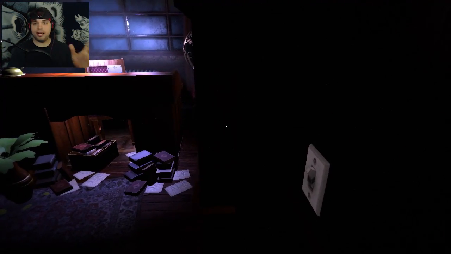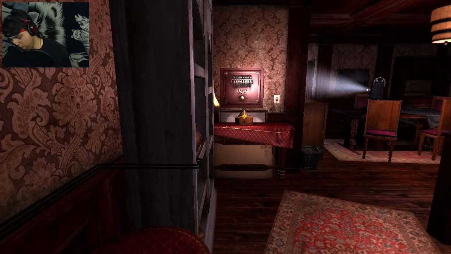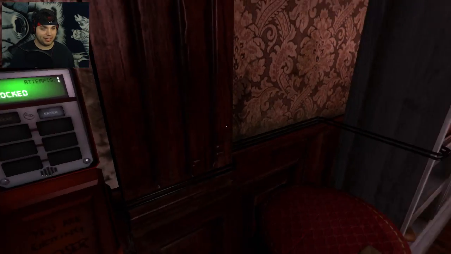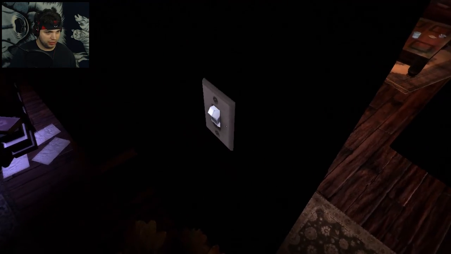Uh-oh, new area. Okay, we got a new area. Don't lock me in here. Let me out. Okay, should I explore that? I don't know how much of the recording I can actually use. Okay, we're going in. Don't know how.